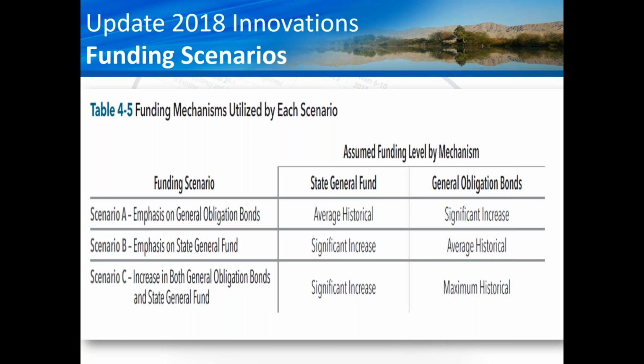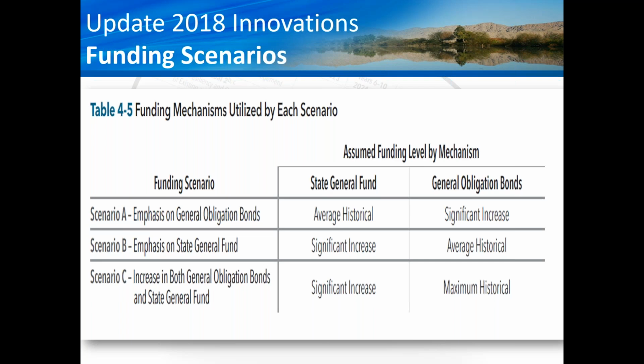We look at three scenarios, three combinations of level of additional state general fund versus level of additional general obligation bonds. Scenario A was, what if most of the funding for these 19 actions, the $90 billion, came from an emphasis on new general obligation bonds? Scenario B says, what if the emphasis of all that additional funding was on state general fund? And scenario C is, what if we use both state general fund and general obligation bonds to cover that additional funding?